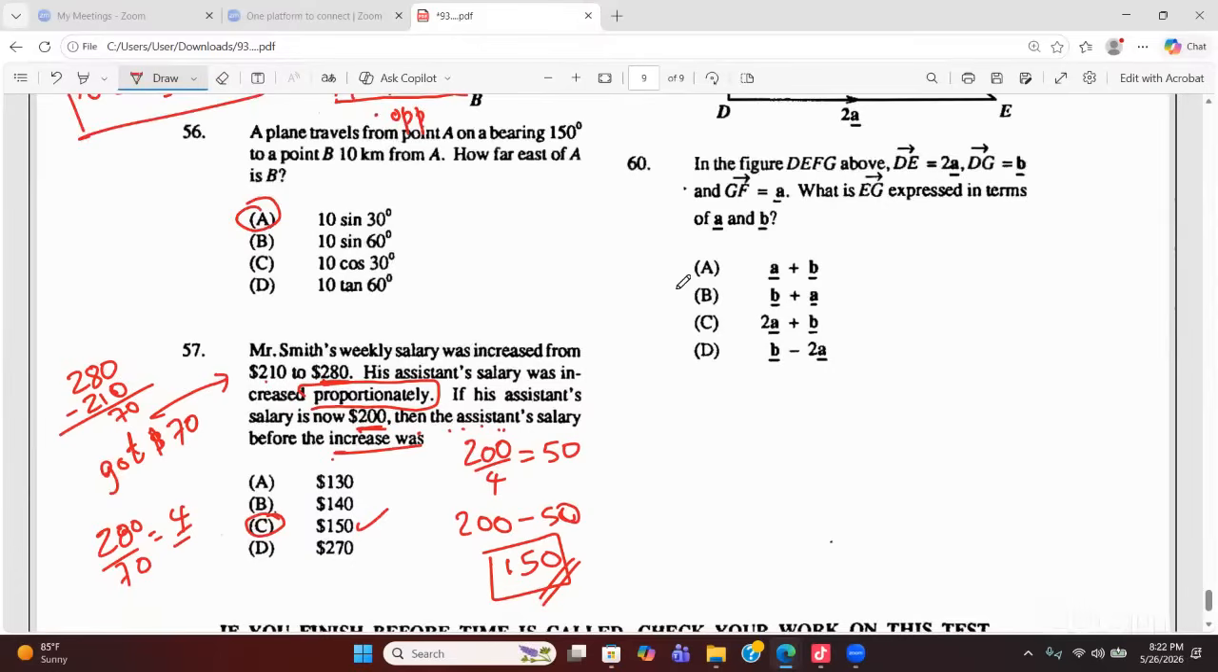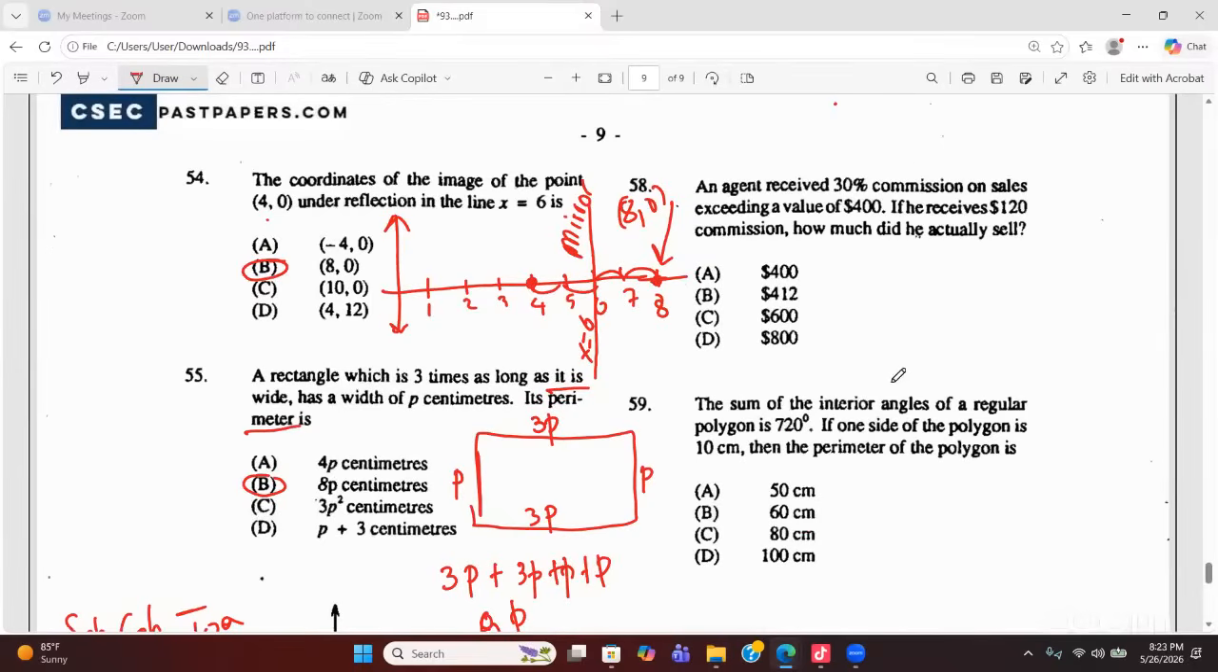58, make it a date and don't be late. 58 says an agent receives 30% commission on sales exceeding a value of 400. If he received $120 commission, how much did he actually sell?